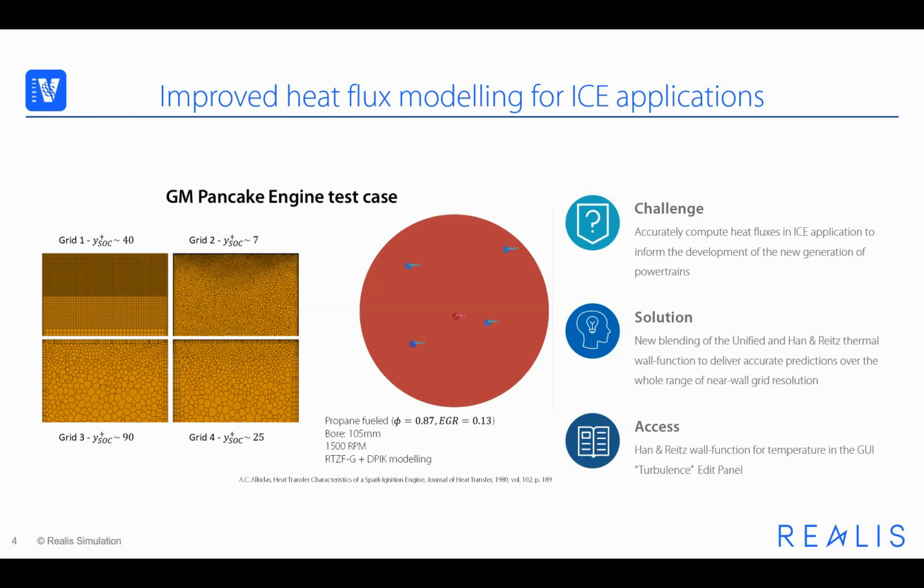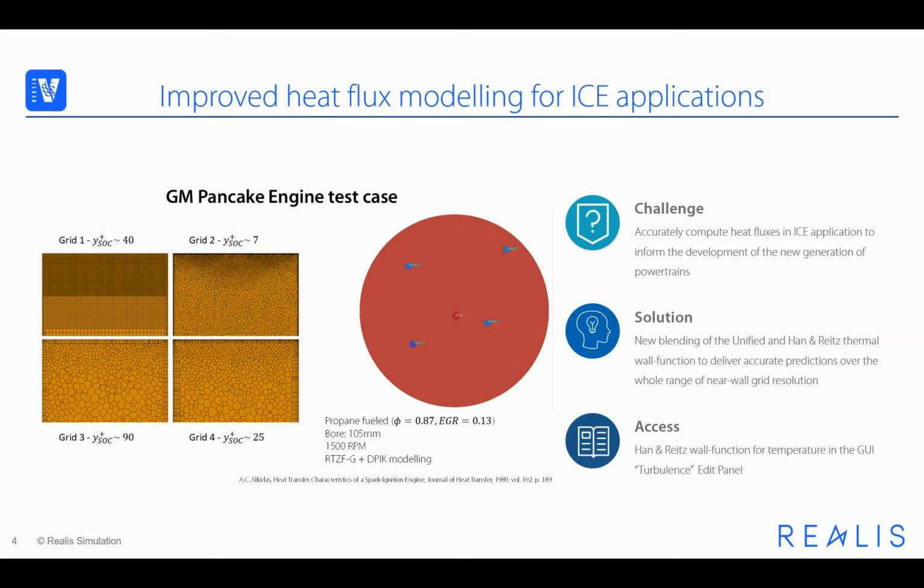resolution. This new blended wall function is accessible in the turbulence modeling edit panel through the Han-Wright temperature wall function and supersedes the original formulation. The image on the left shows here the validation of the new wall function on the well-known GM Pancake engine. This single-cylinder research engine operates at 1500 RPM with a lean propane premix charge and 13% EGR dilution.